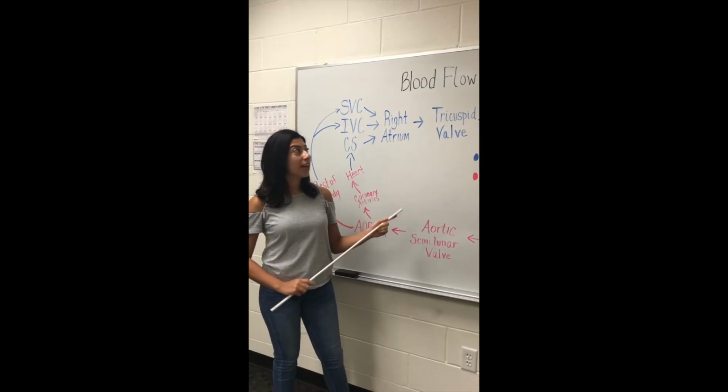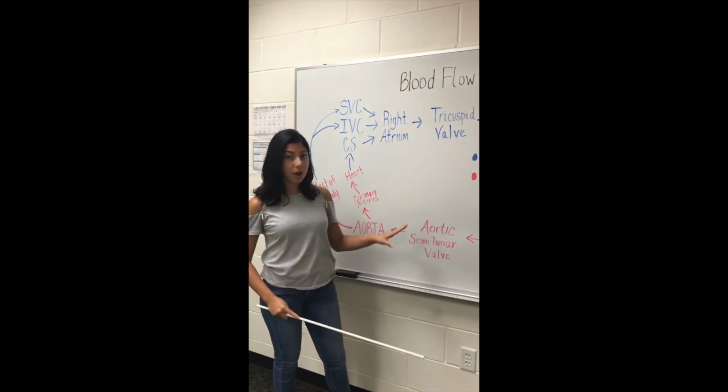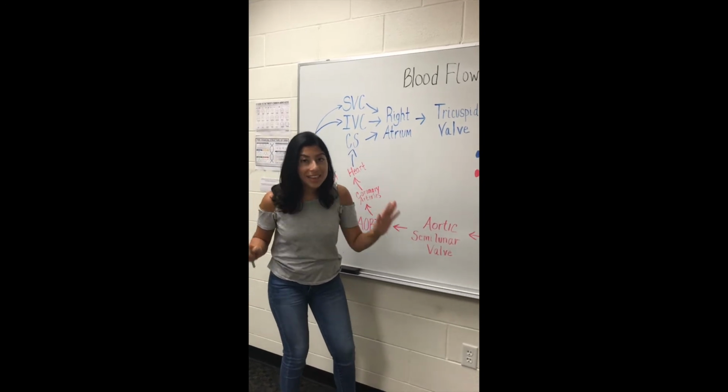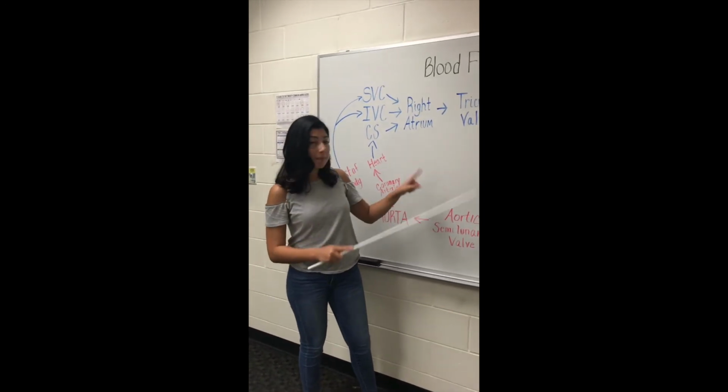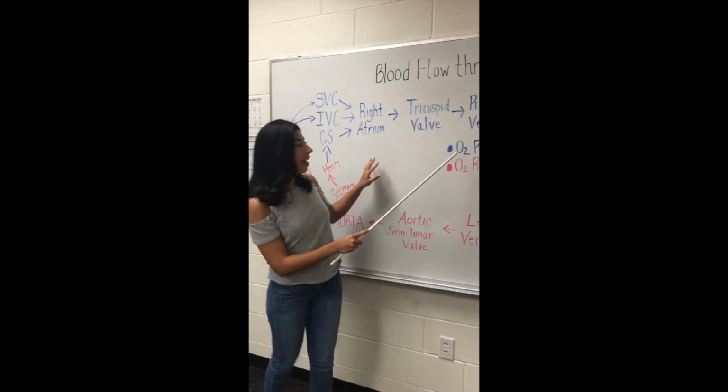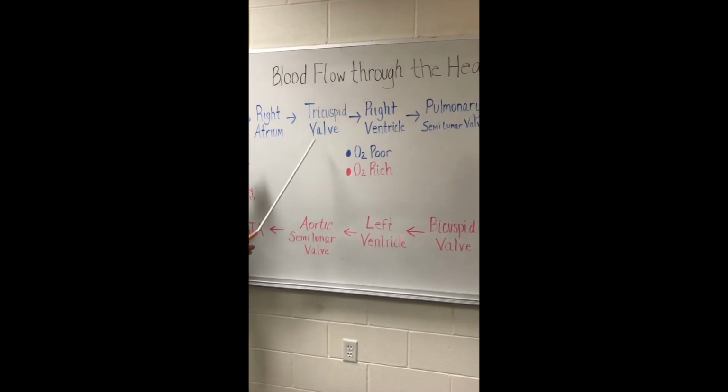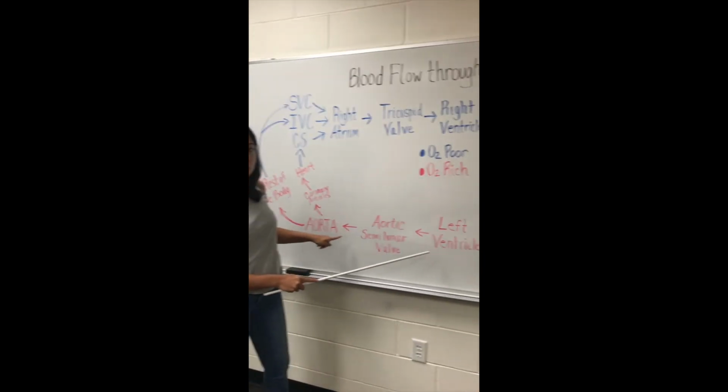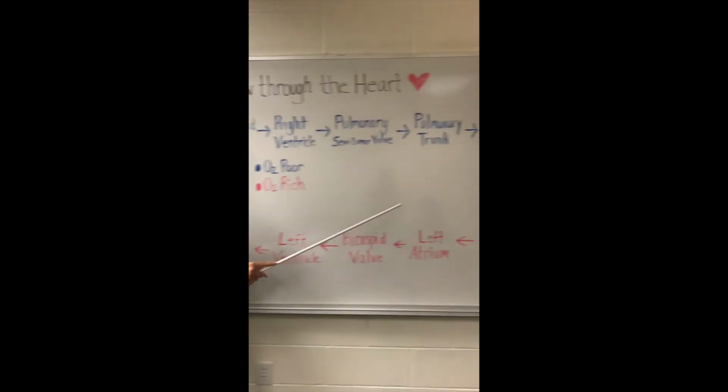Okay, now that I've taken you guys through the entirety of the blood flow through the heart, remember, this is really important, so pay attention to what I'm about to tell you because it's going to help you out. Don't forget that your blue is your oxygen poor, and then your red is your oxygen rich. Now let's go back to the lungs.